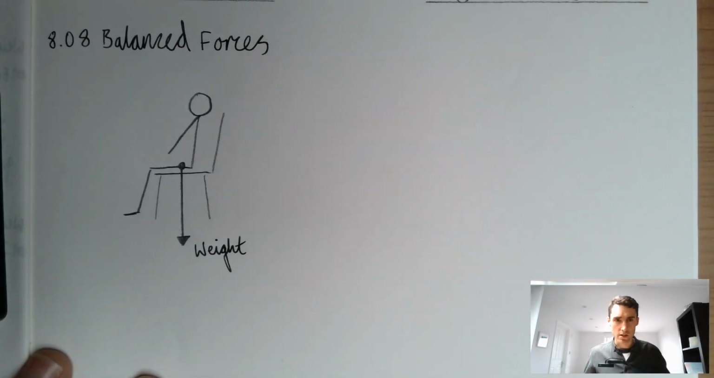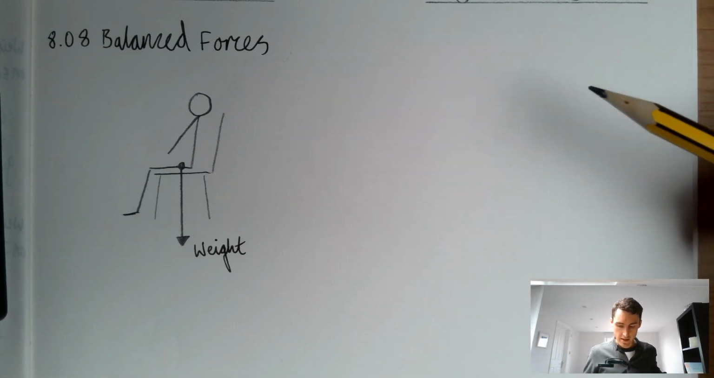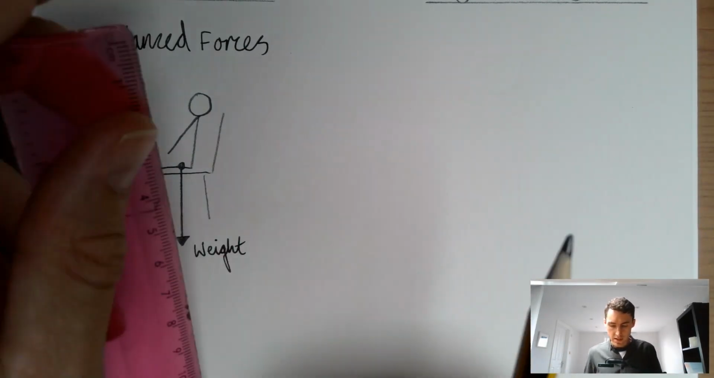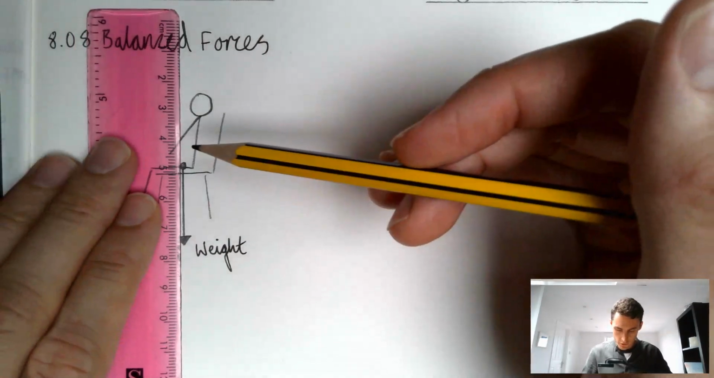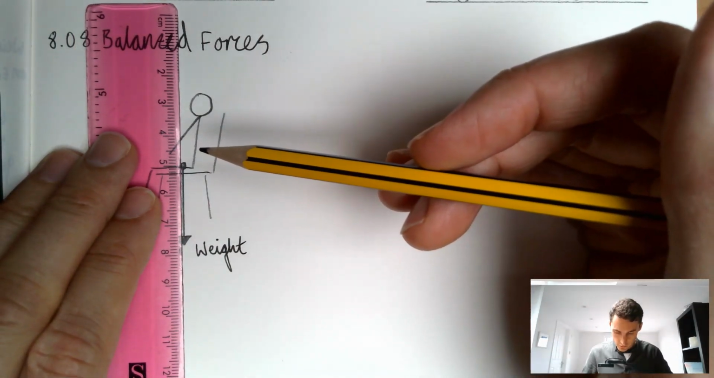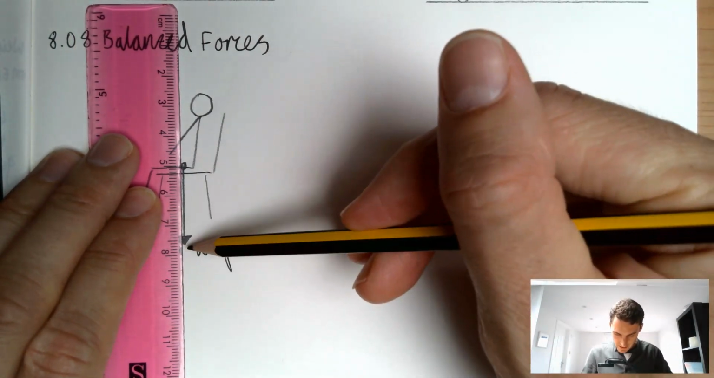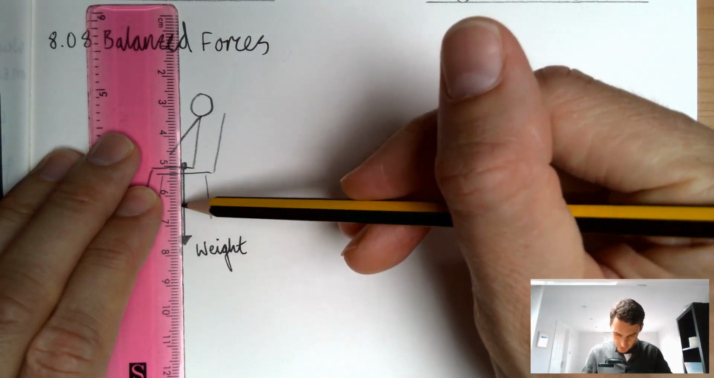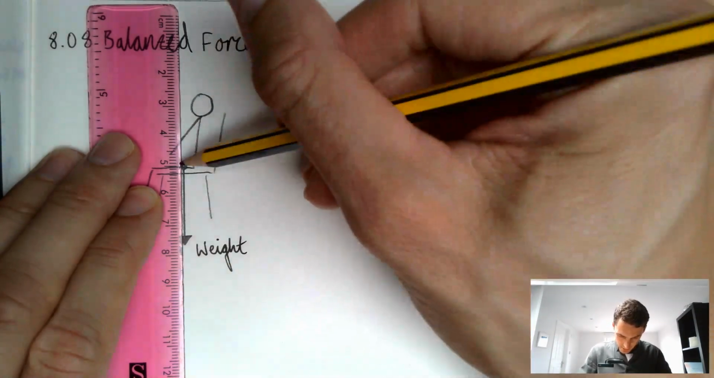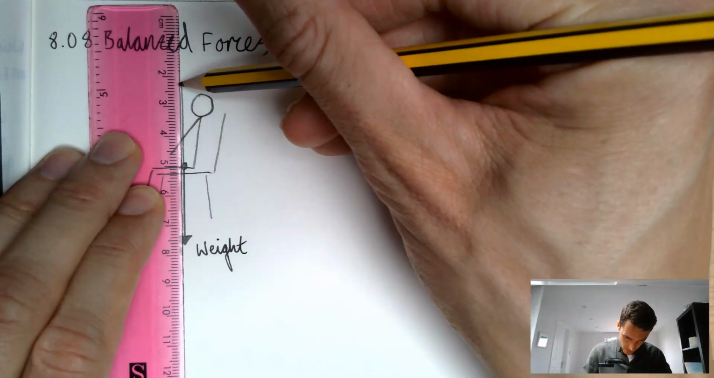We don't need to go into loads of detail about that here. I would just say what that means is there must be a force, an equal and opposite force, which we call the reaction, acting upwards. It doesn't need to be exact, but I'm going to try and keep these approximately the same length, just under 3 centimeters like that.